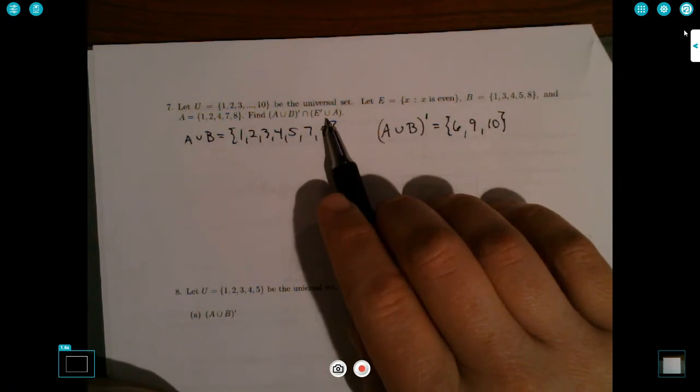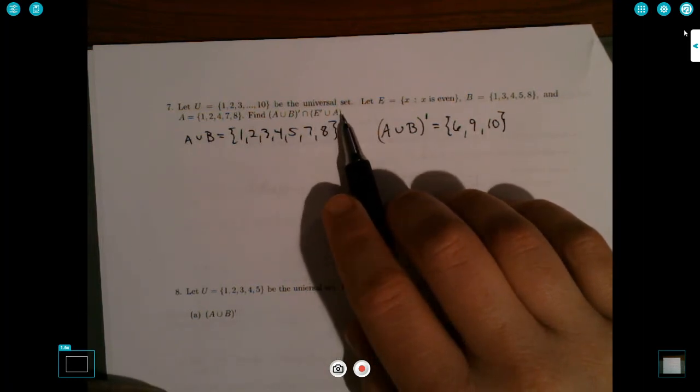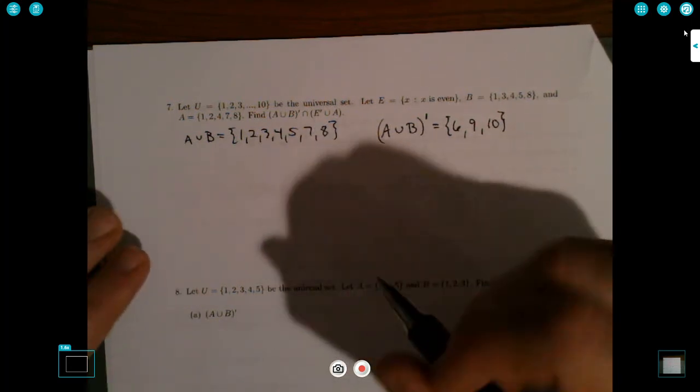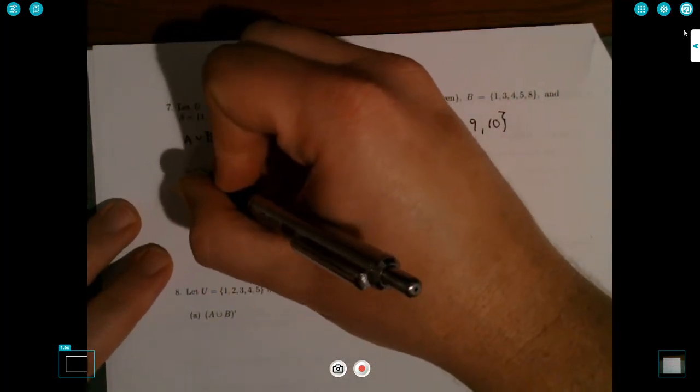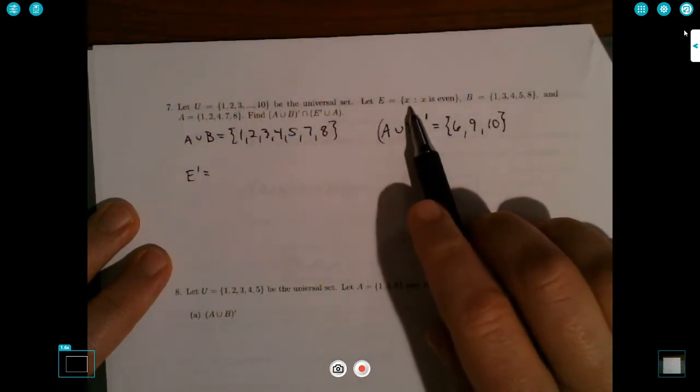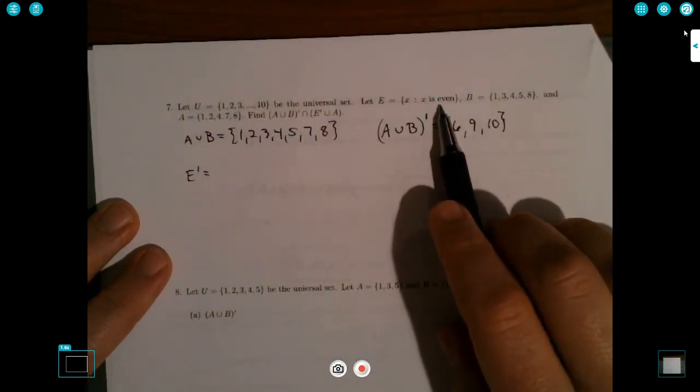Now, I want to intersect that with E complement union A. So I need to figure out what E complement union A is. Well, in order to figure that out, first I need to figure out what E complement is, right? So what's E complement? E is the set of all even numbers. So E complement would be the set of all odd numbers, right?